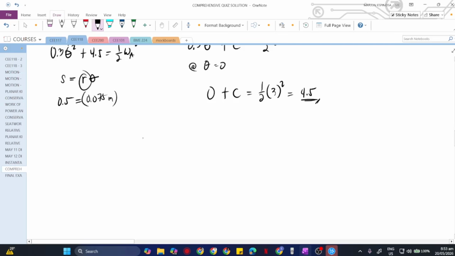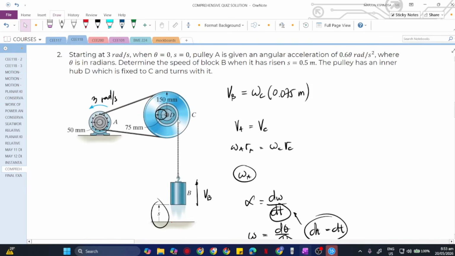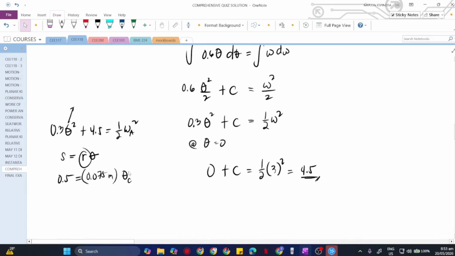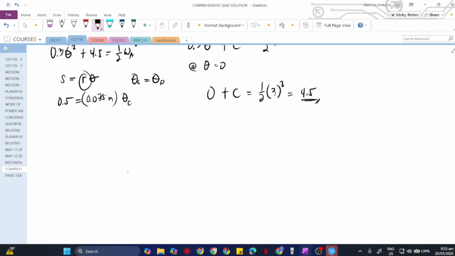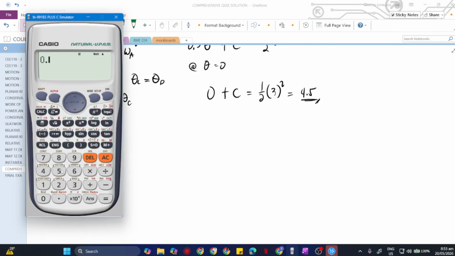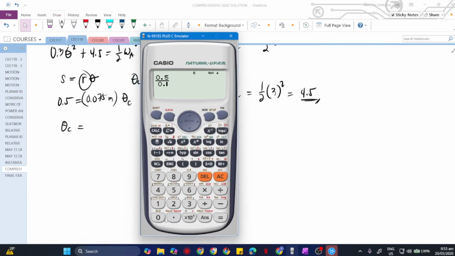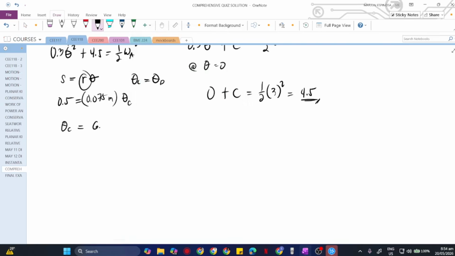So, para makuha natin yung θ natin. Okay? θ na minove ni pulley C. Similar lang siya sa pulley D. So, si θC is equivalent lang sa θD, ha? Okay? So, this one will be equivalent to, θC will be equivalent to, okay, 0.5 divided by 0.075. So, you would get 6.67. 6.667. And that is in radians. Okay? So, yan yung ωC natin, no?